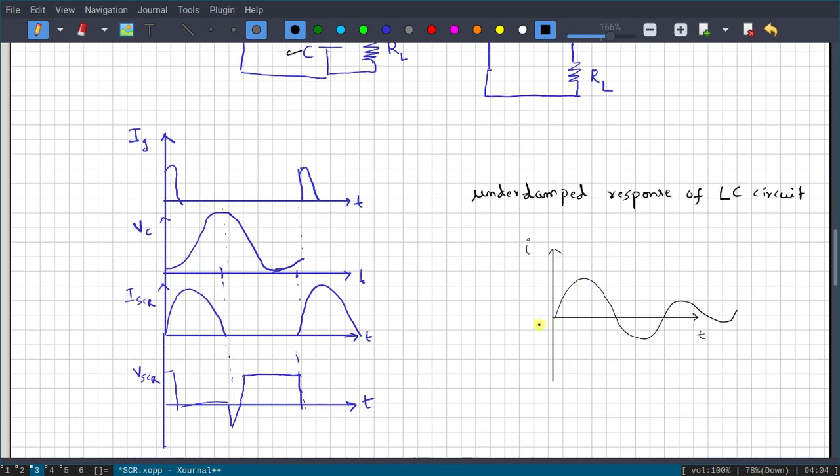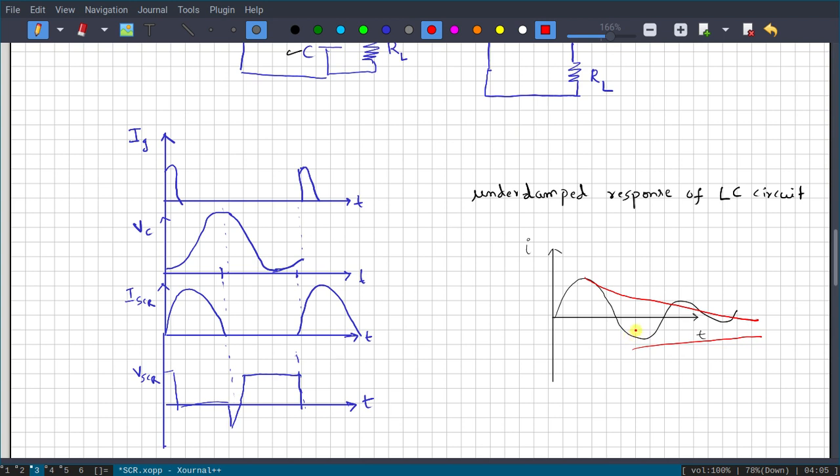So when you apply a DC voltage to a circuit which consists of L and C, you can have a response like this. The current in the circuit may change like this. It is called underdamped oscillation. There is an oscillation, meaning there is a variation in the output waveform, but it is underdamped. Underdamped means the amplitude is reducing. You can see here that this amplitude is reducing. This is called the underdamped response.